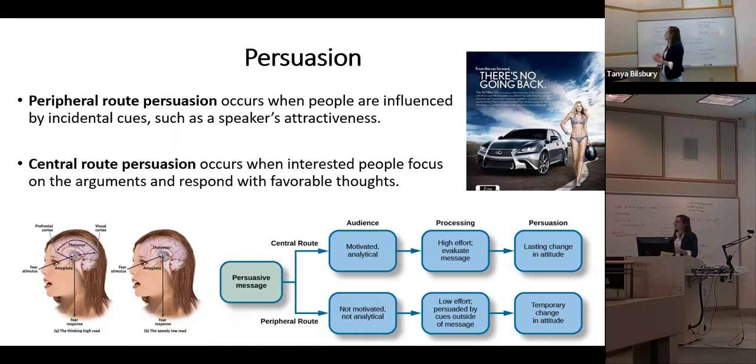speaker's attractiveness. Those peripheral route tactics don't stick as much. Okay, so it's harder to get through to somebody with central route persuasion, but it leads to a more lasting change in their behavior. Peripheral route persuasion is less sticky.